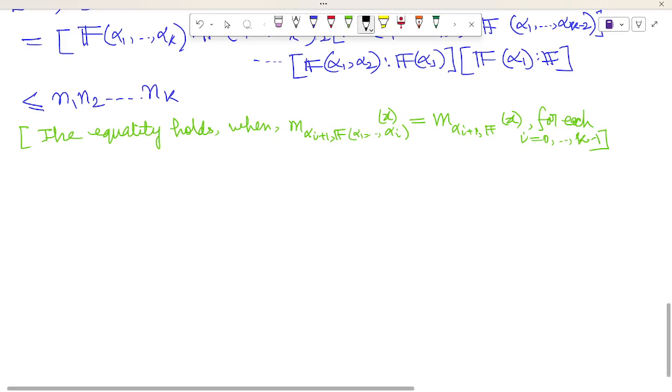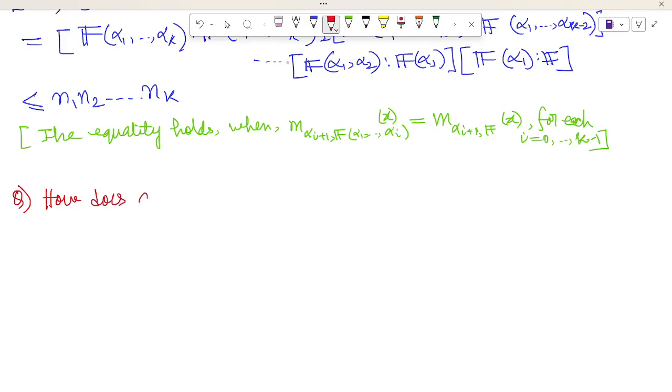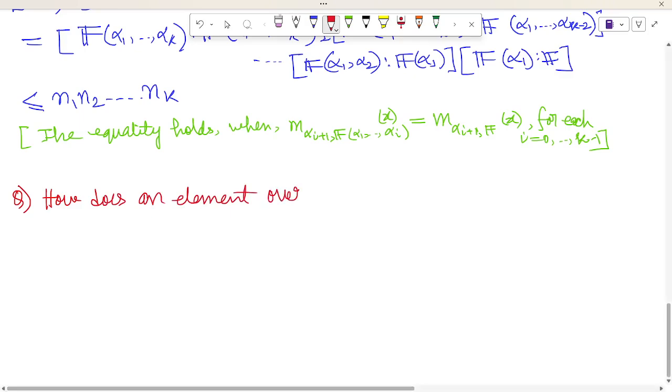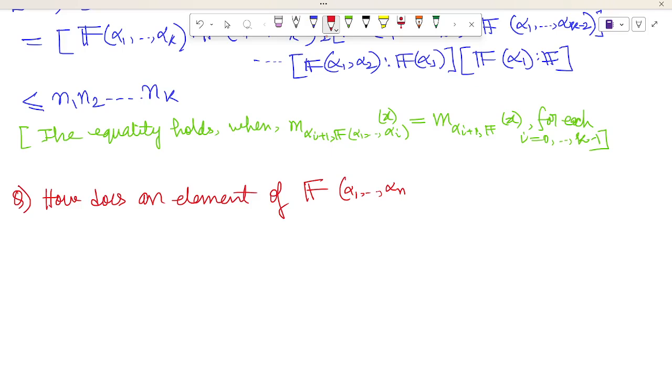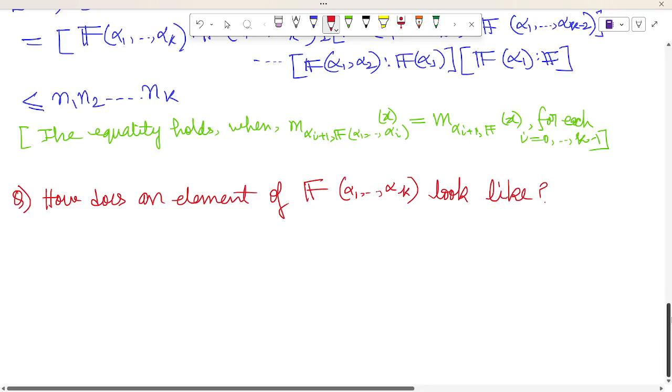Okay. Now the question is, how does an element look? How does the element come? That is another question you can pose.